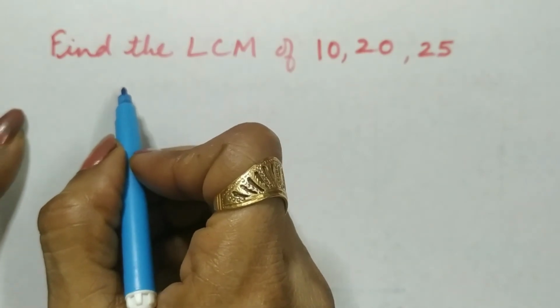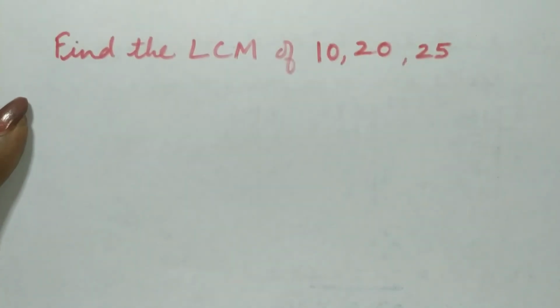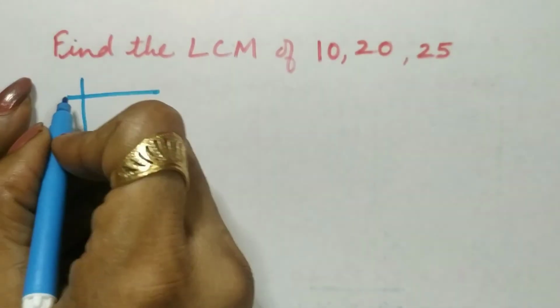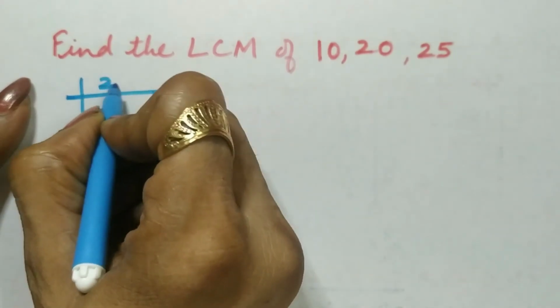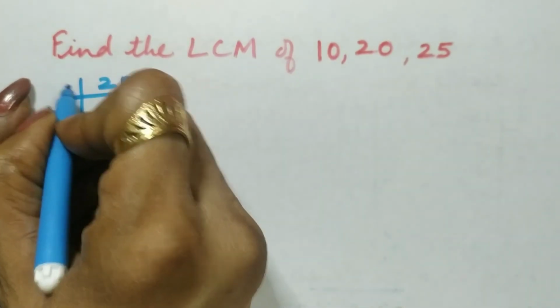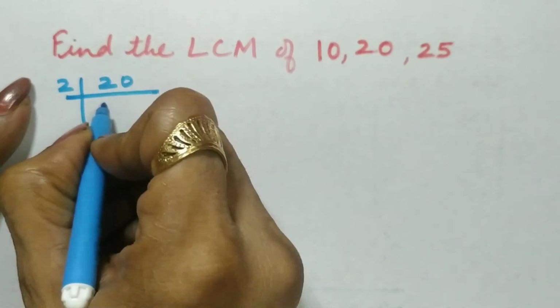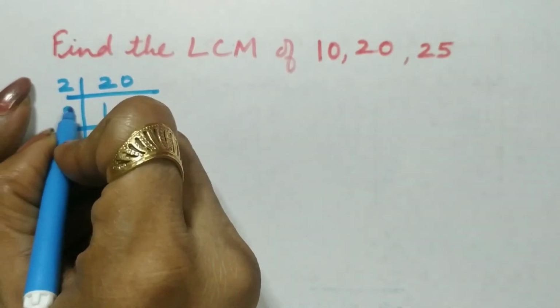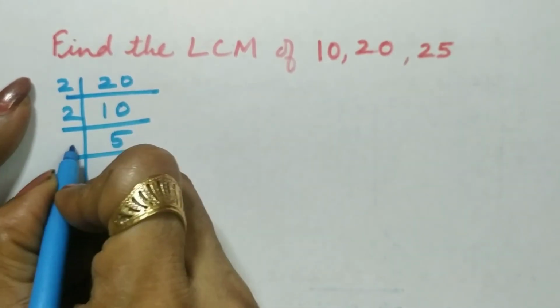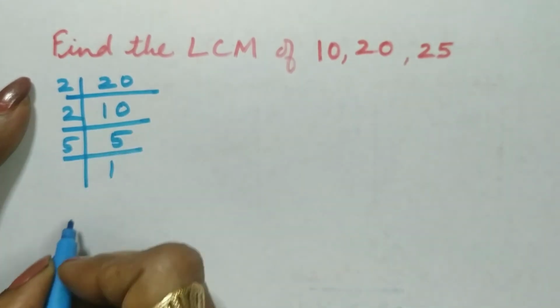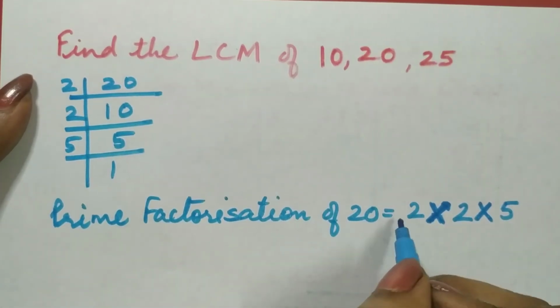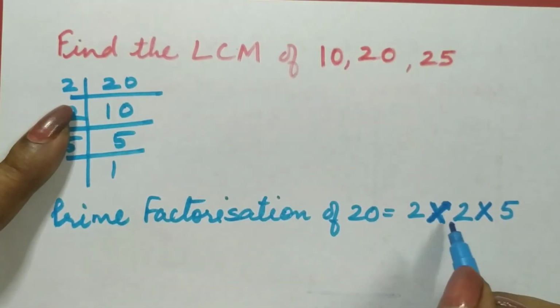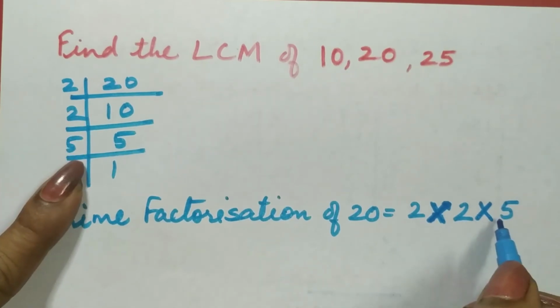Let's do one more example. In this, you have to find the LCM of 10, 20 and 25. In the first step, you have to do the prime factorization of 20. It is divisible by 2. 2 1s are 2, 2 5s are 10 and 5 1s are 5. Prime factorization of 20 is equal to 2 into 2 into 5.